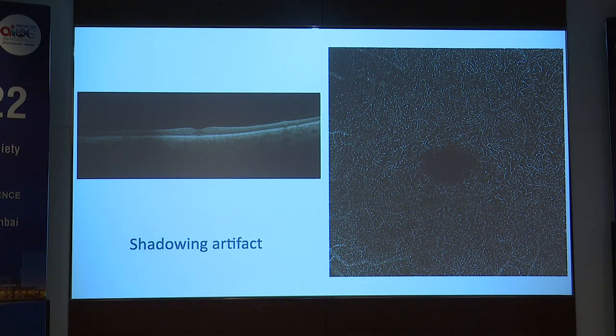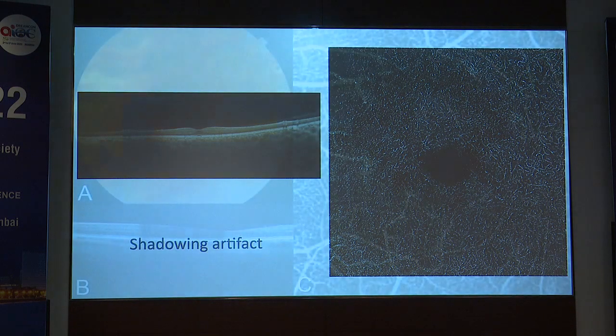Then there is the shadowing effect. Again, if you look at the structural scan on the left side, you can see a little shadowing in the left corner. It is not very clearly seen there, but you can see it on the screen in the lower left corner. There is some shadowing. It gives the appearance that there is some dropout of vessels, but actually there is no dropout. So it's important to know this shadowing.